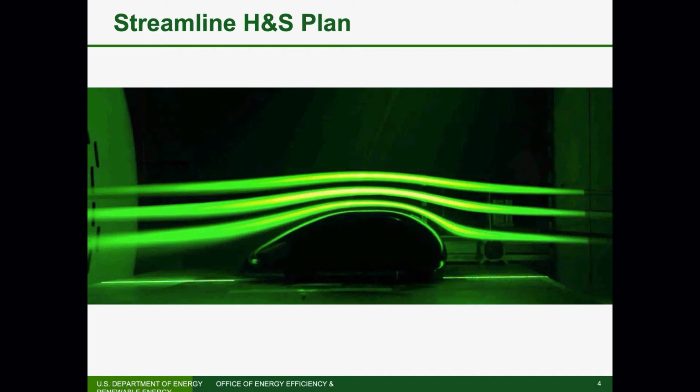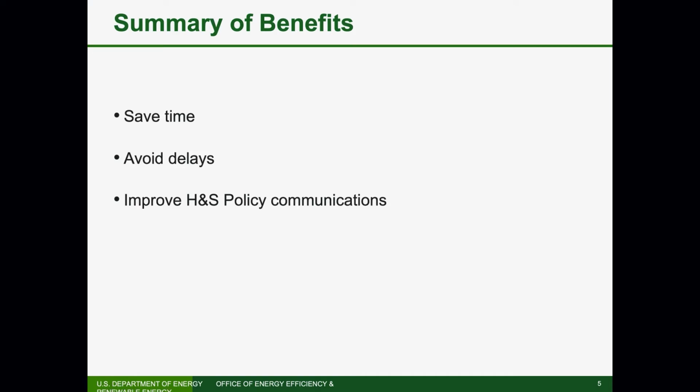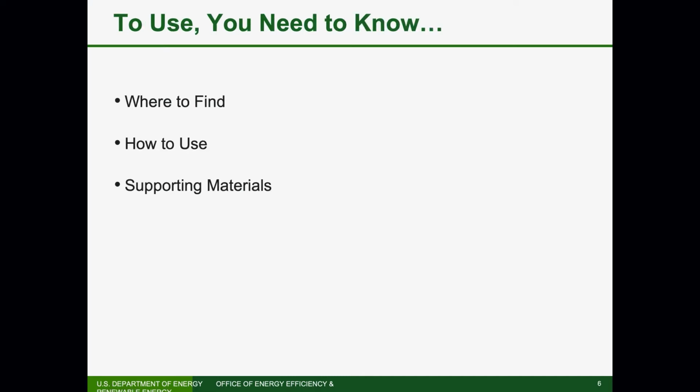Once the template is completed and your plan is approved, you could remove information that might not be important to the field workers and publish the stripped-down version as a network reference document. To summarize, using the Health and Safety Plan template tool is by no means required, but we at DOE think using it can save you time in the long run and improve your network communication around health and safety activities. If you are interested in trying out the template, there are a few things you'll need to know to make use of it: where to find it, how to use it, and supporting materials.